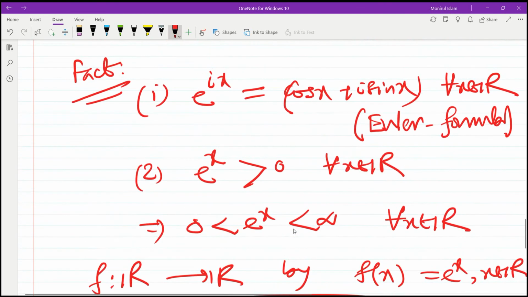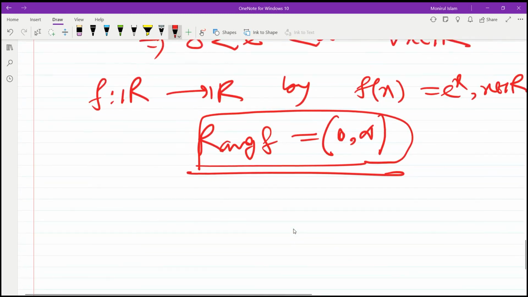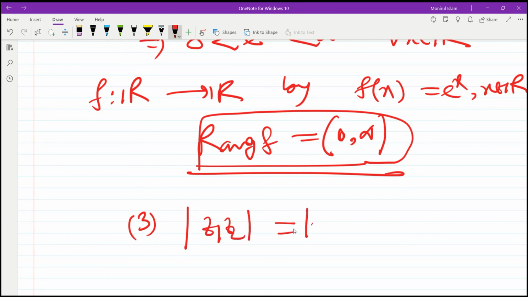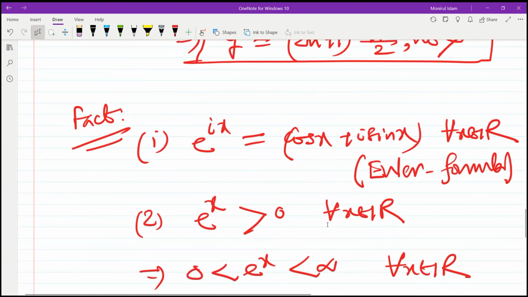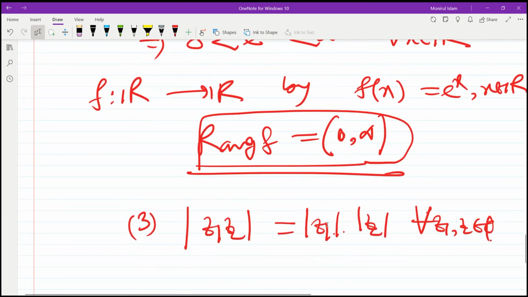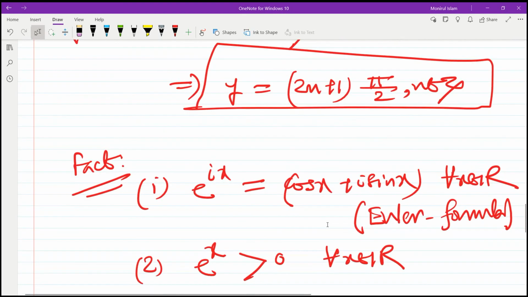And one more fact I have used: for two complex numbers z1 and z2, the modulus of the product is mod z1 times mod z2. It is true for any complex number. These three facts I used to find the solution. So remember these facts.